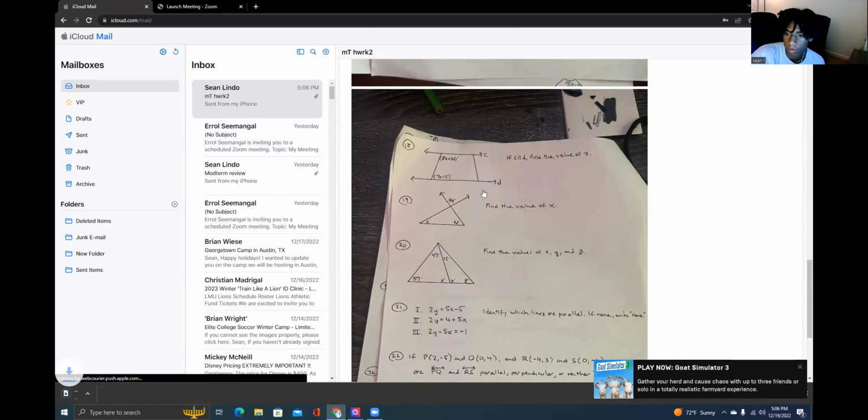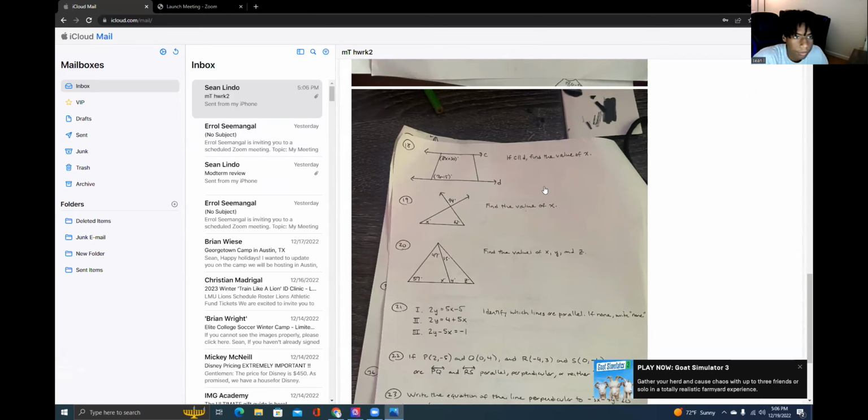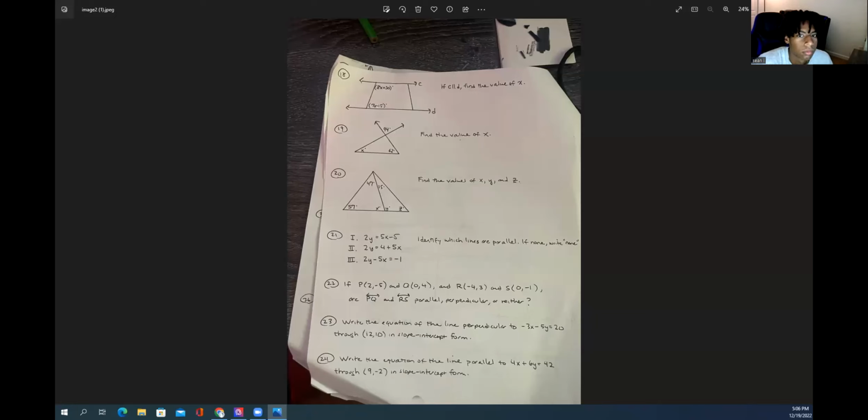So we start here. All right. 18. Yeah, 18. We're 17 where we left off last night. Okay, so for 18, what does it say? If C is parallel to D, find the value of X. Okay, so for this one, they're equal to each other.